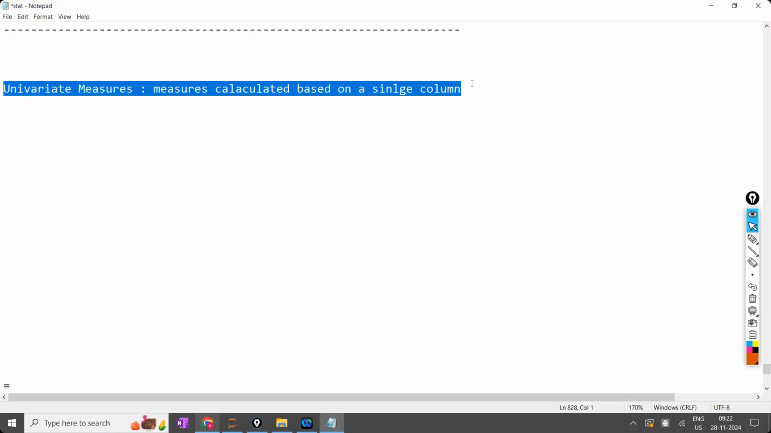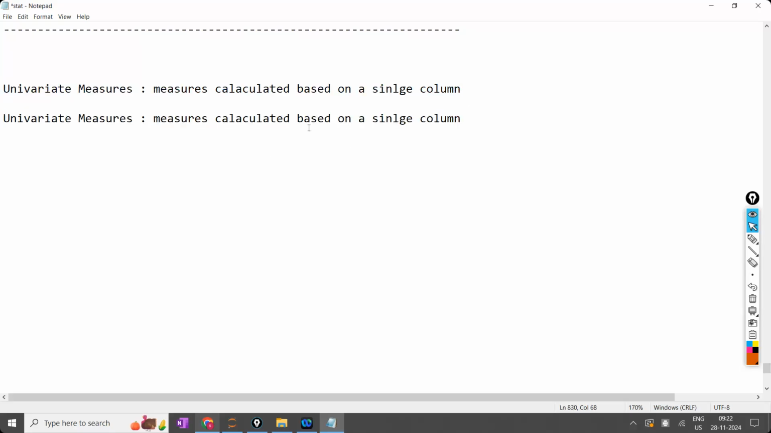Any measures calculated based on any two columns at a time are called bivariate measures. They are considered on two columns, two variables you have to take. Variate means variable, so instead of columns you can write variables: considering two variables, or considering a single variable. Variable means column.